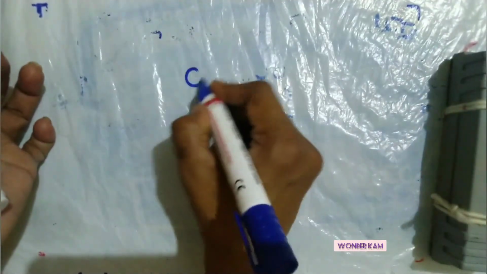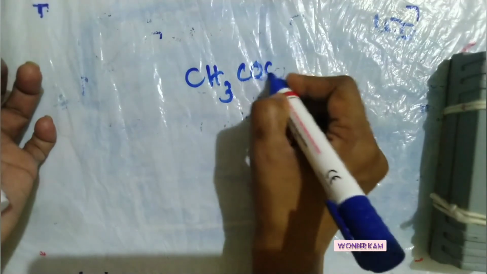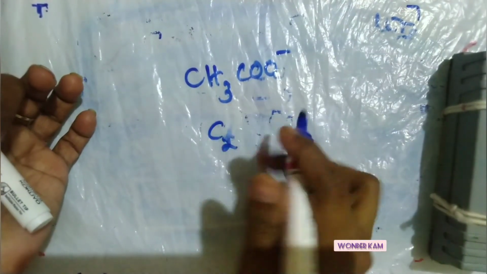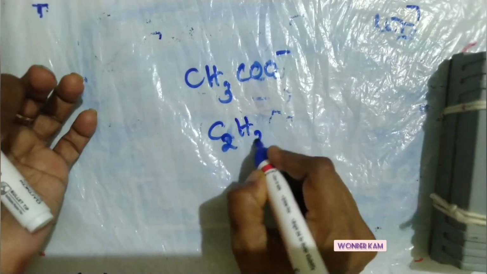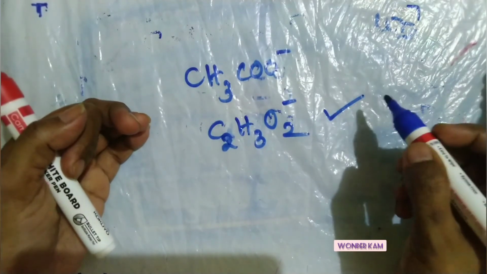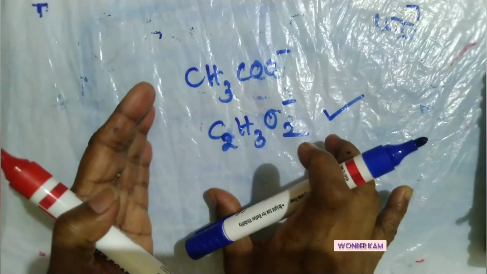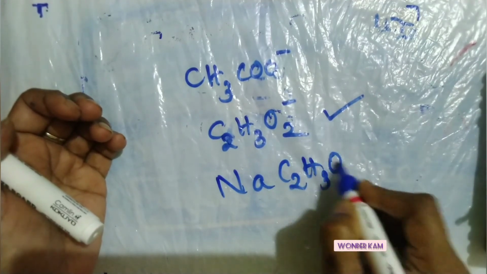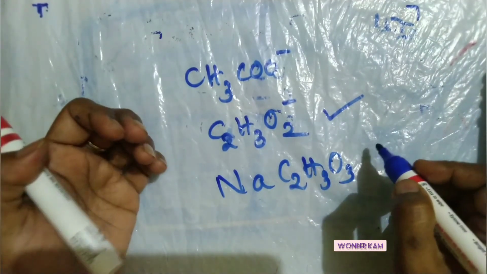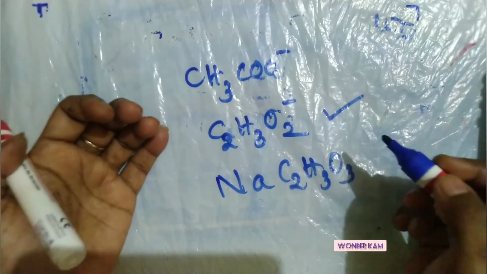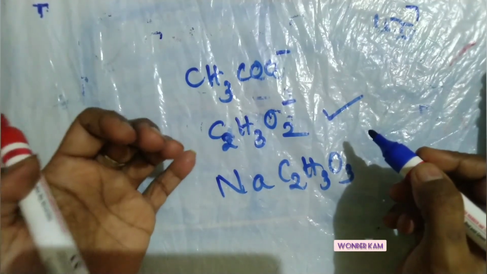One more thing: instead of writing CH3COO for acetate, it can be written as C2H3O2, isn't it? This is also correct. There is nothing wrong in writing sodium acetate this way, but this is what we usually use.